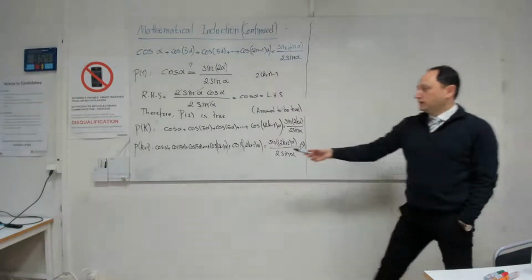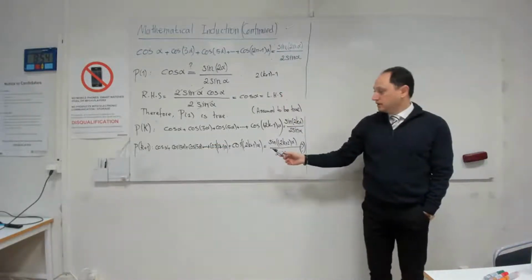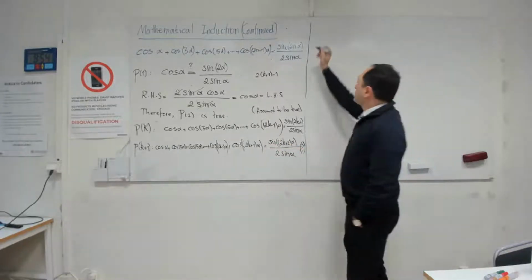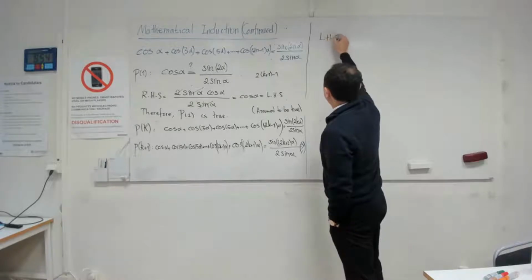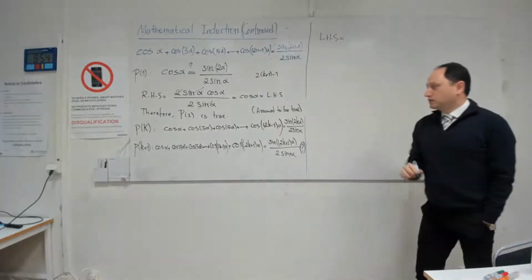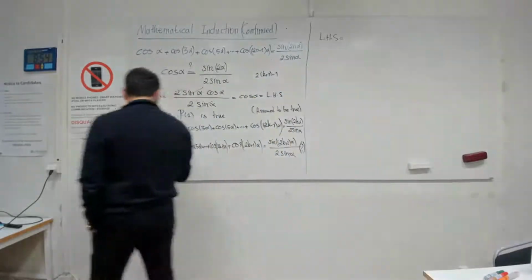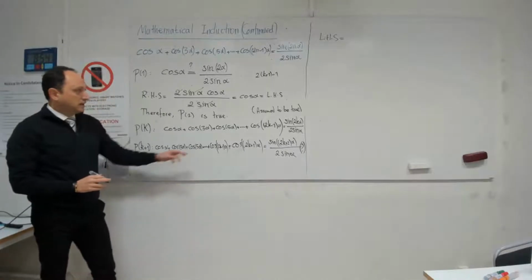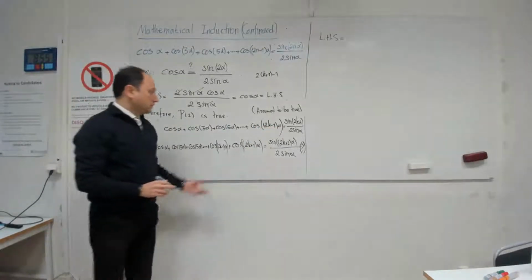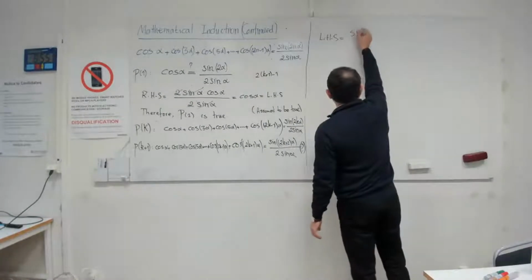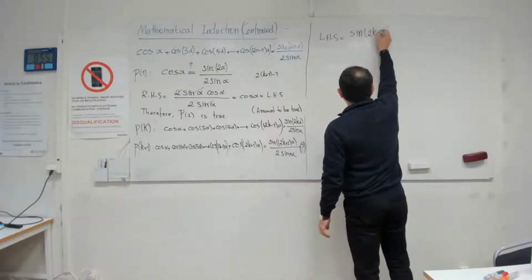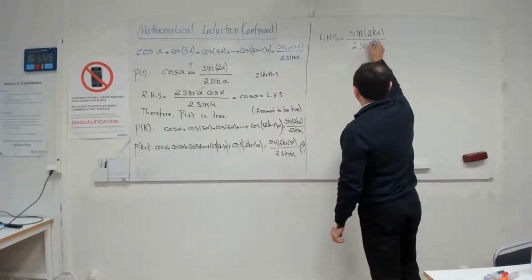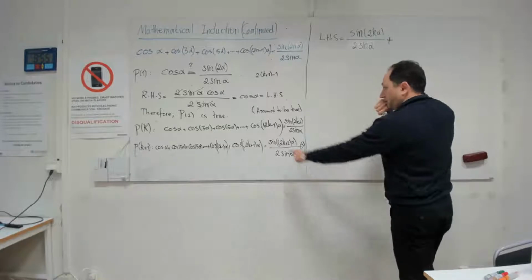Yes, I want to show that the left-hand side of this equality is equal to the right-hand side. So let me start from the left-hand side. Okay, but now you know what to do, yes? This is more or less always the same. So instead of from here to here, I just take it and put this expression in, yes? So this becomes 2 sine 2k alpha divided by 2 sine alpha plus this expression, yes?